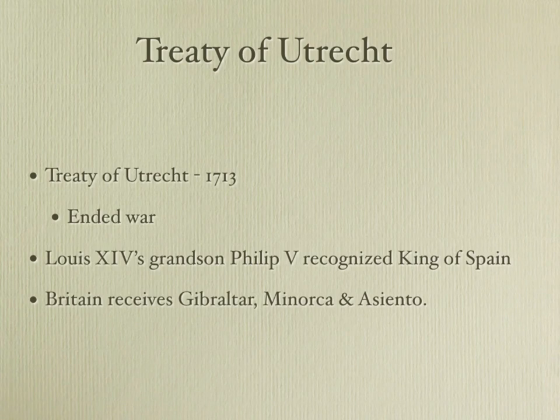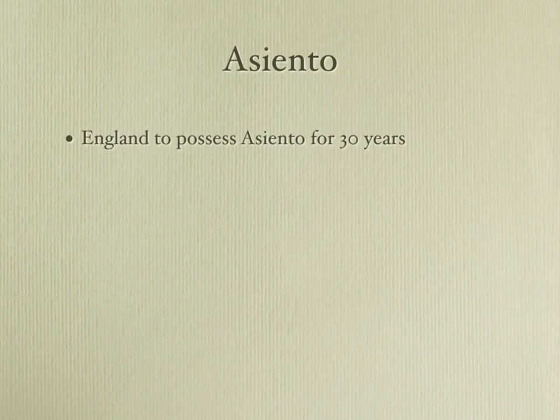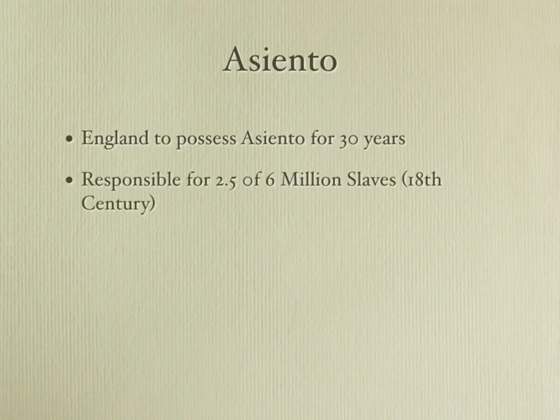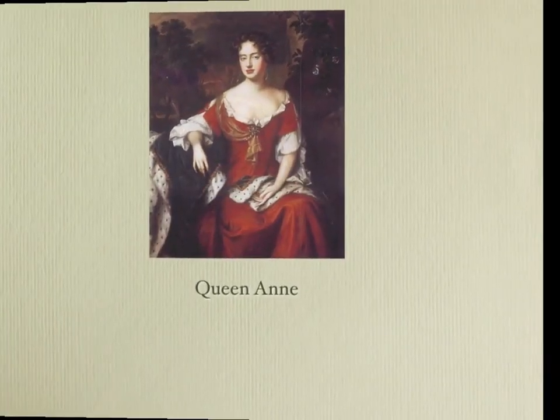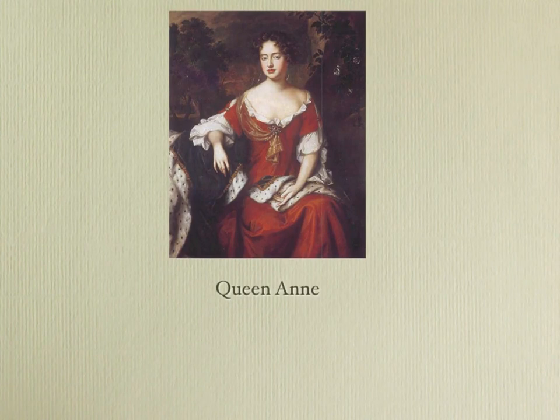Britain, in return, would receive Gibraltar and Minorca and something even more valuable called the Asiento. The Asiento essentially was a document, and this document basically said that whoever bears it has the sole right to import slaves into Spanish North America. England got a hold of this document in exchange for letting Philip V become the king of Spain, and they held on to it for 30 years. With this document, the English would import well over 6 million slaves into British North America.